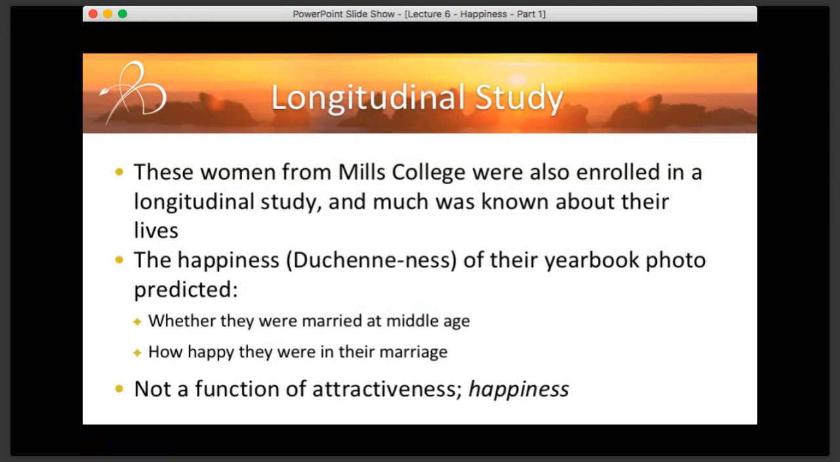Now, keep in mind, this is not a function of their attractiveness. This is a function of their happiness, as evidenced by their yearbook smile. So now we've got happiness predicting longevity by quite a lot, and predicting happiness and continued marital status and marital happiness at middle age, some 30 years later.